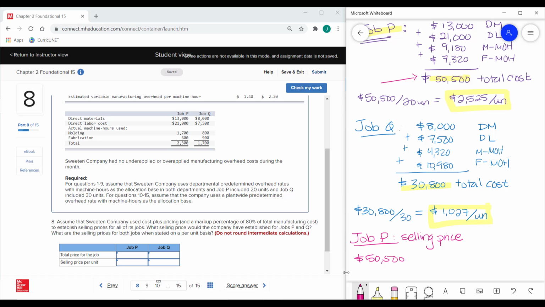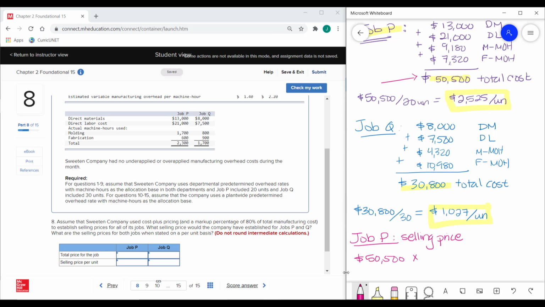Well, we want to mark that cost up by 80% to determine what to sell it for. So how are we going to do that math problem? I always do it as follows, and this is how I teach it. You can do it the longer way as well, but this is the quicker way to do it.